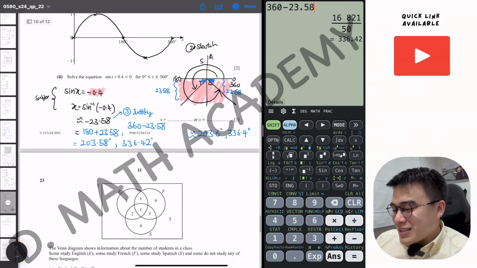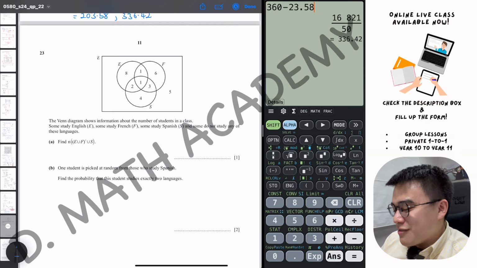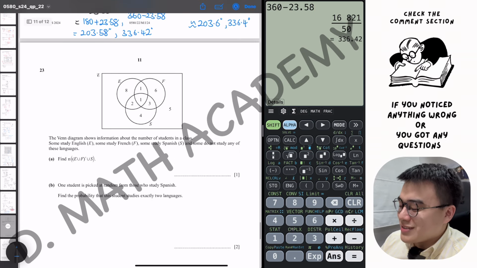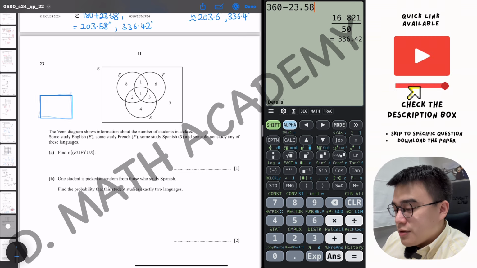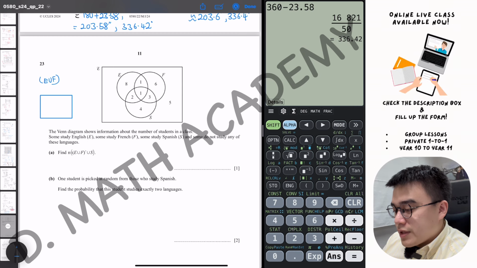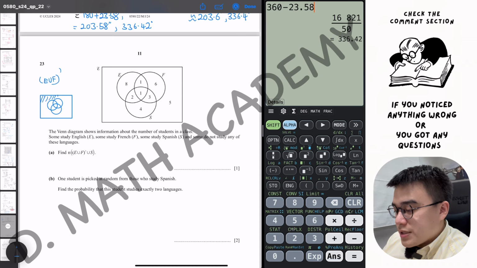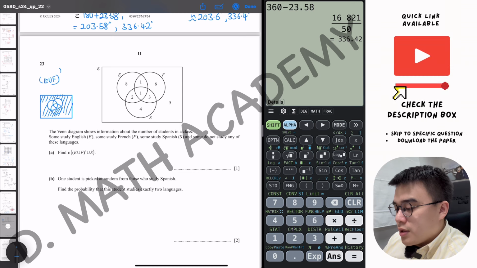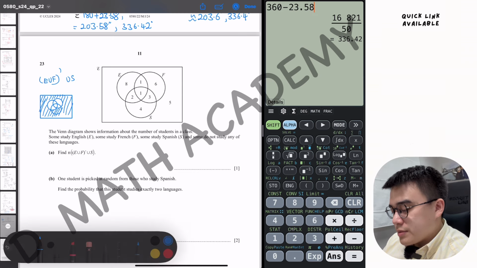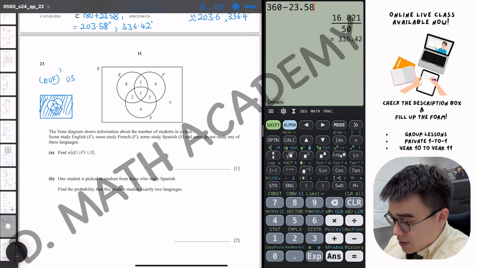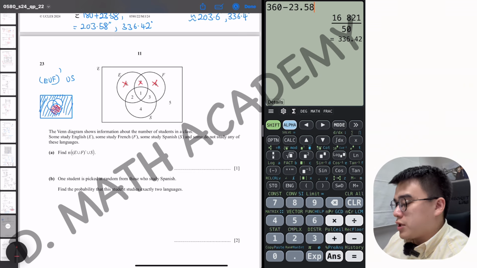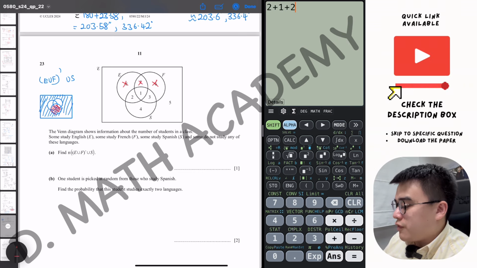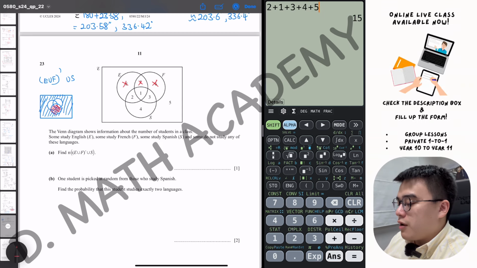Okay. Next question, question 23. Wow, why is it getting so challenging and confusing? Okay. First things first, I'm going to force myself to sketch this out. They are looking for E union F, and specifically everything other than it. Wow. E union F, specifically other than it, is actually this part in blue. And then union with S, which means whatever was ever shaded is included. So only this right here is not part of the calculation. So the rest, just add it up. 2 plus 1 plus 3 plus 4 plus 5, having a total of 15.